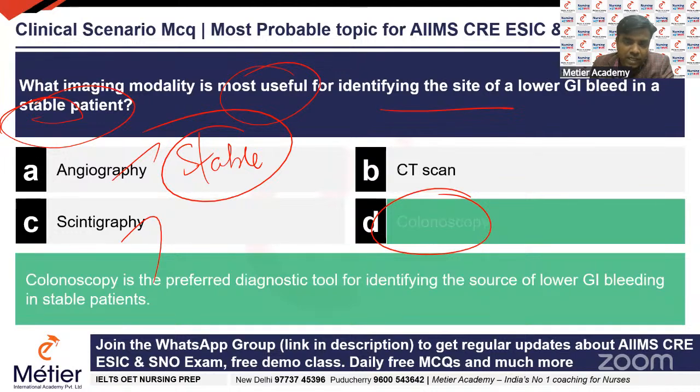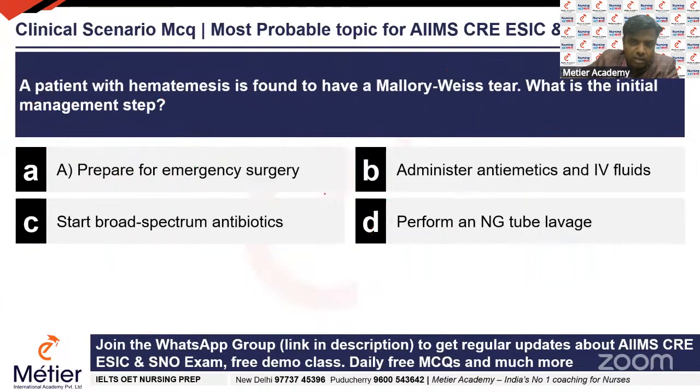Okay. So here they were asking which imaging modality is most useful for identifying the site of the lower GI bleed in stable patients. We plan the patients to prepare for the colonoscopy, CT angiography also they do. But initially colonoscopy is the preferred diagnostic tool for identifying the source of the lower GI bleed in stable patients. Okay. So these are a little complicated. When you are in the practical, sometimes we lose concentration and make mistakes. Even I also make mistakes. But here concentration is important.